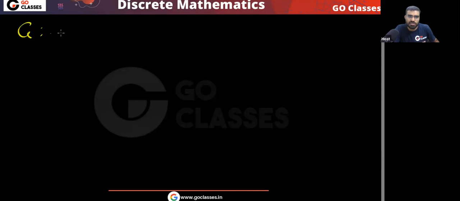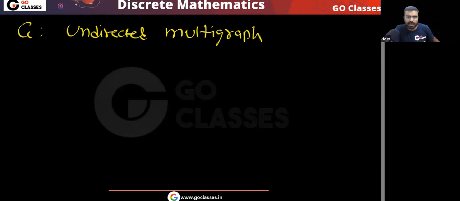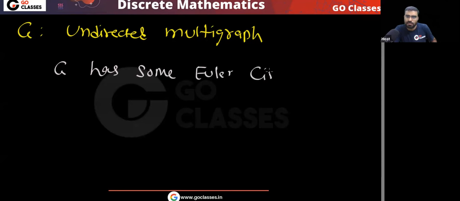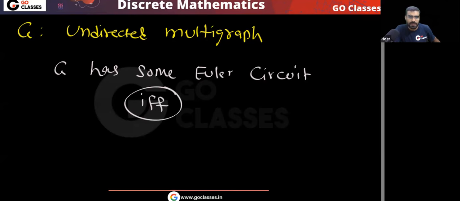So I can say if your G is an undirected multi-graph, then when can I say G is an Euler graph? When can I say G contains an Euler circuit? G has some Euler circuit if and only if it is connected and every vertex has even degree.